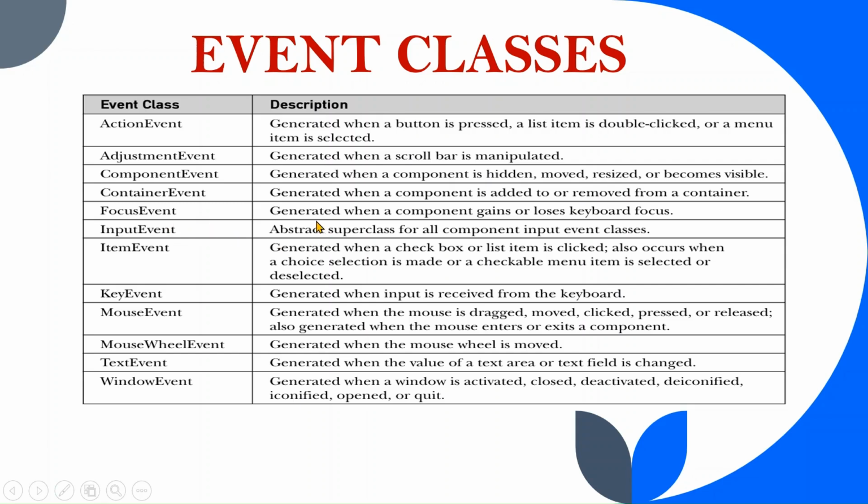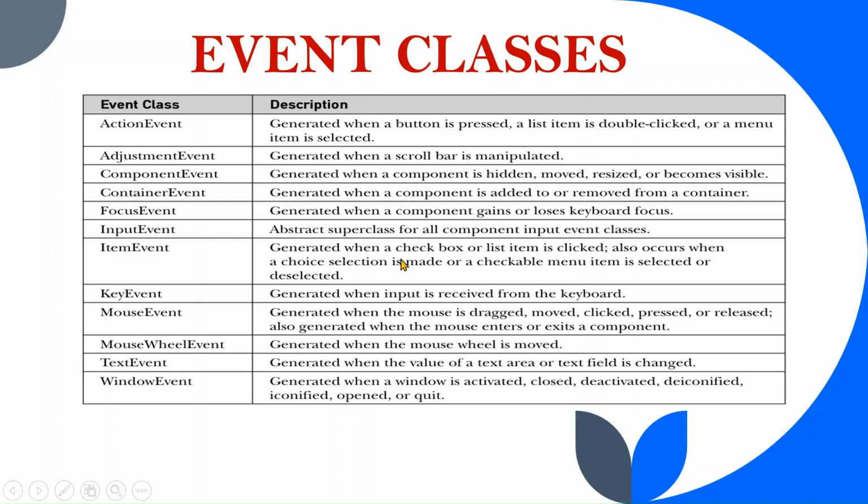Focus event is generated when a component gains or loses keyboard focus. So let's suppose you have a text field. I put a cursor in the text field. That means the text field has gained the focus. Then the event is generated. If I remove that cursor from one text field and put it into the next text field or any other component, then one component is losing the focus, the other component is gaining the focus. Then input event. Now this input event is an abstract superclass for all component input event classes like key event, mouse event, those are the input event classes.